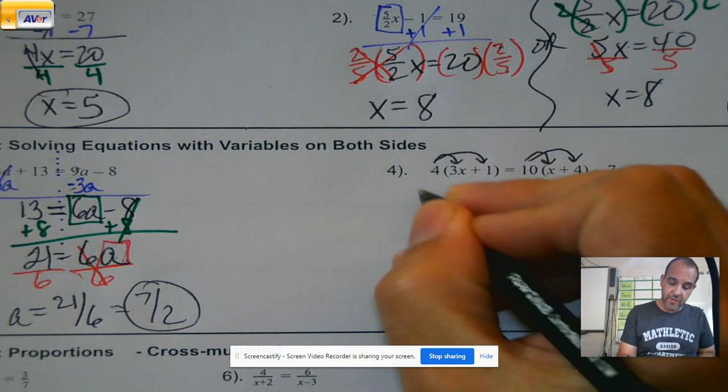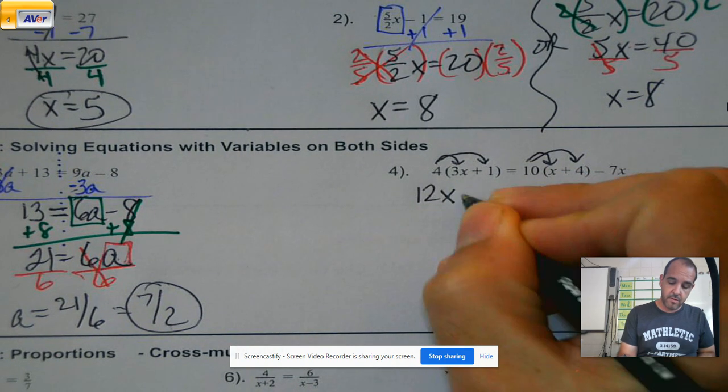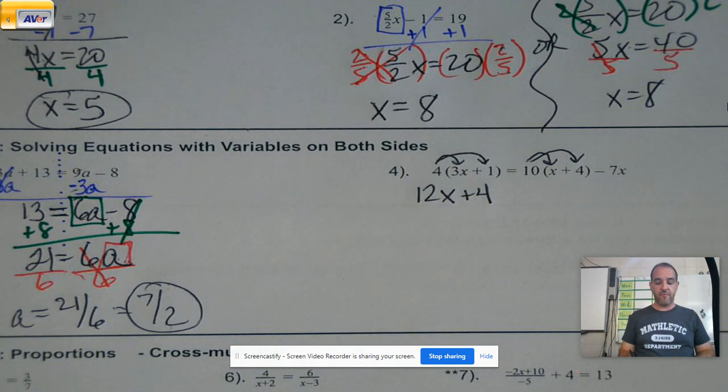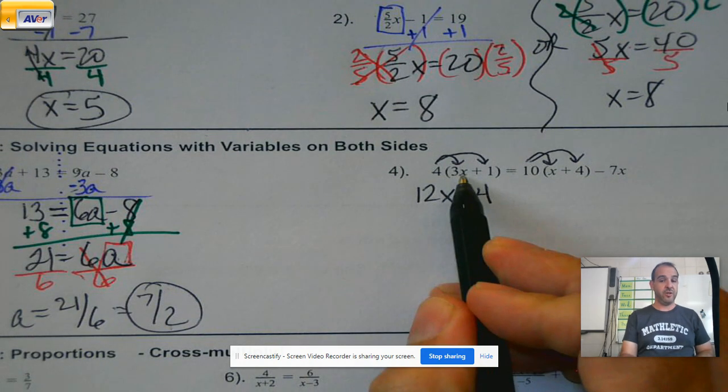When we distribute, we multiply. So 4 times 3 is 12. 4 times 1 is 4. Make sure you don't lose your x.